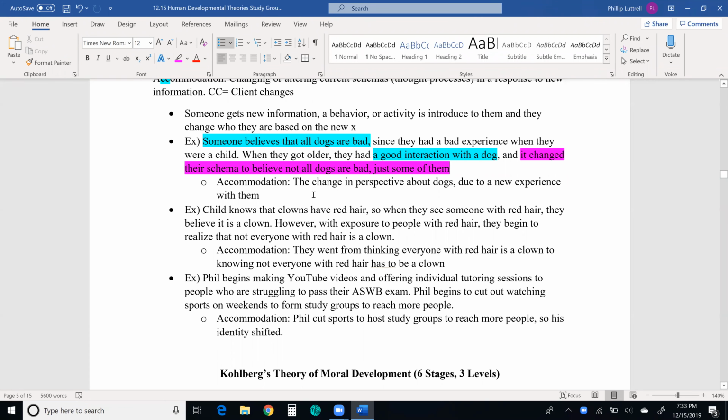Someone may not want to study for their ASWB exam. However, they know they will have a higher likelihood of passing if they study. So they may not want to study for it, but they study in order to have a higher likelihood of passing. Again, it's not something that they enjoy, but it's something that they're willing to sacrifice through to benefit themselves in some way.